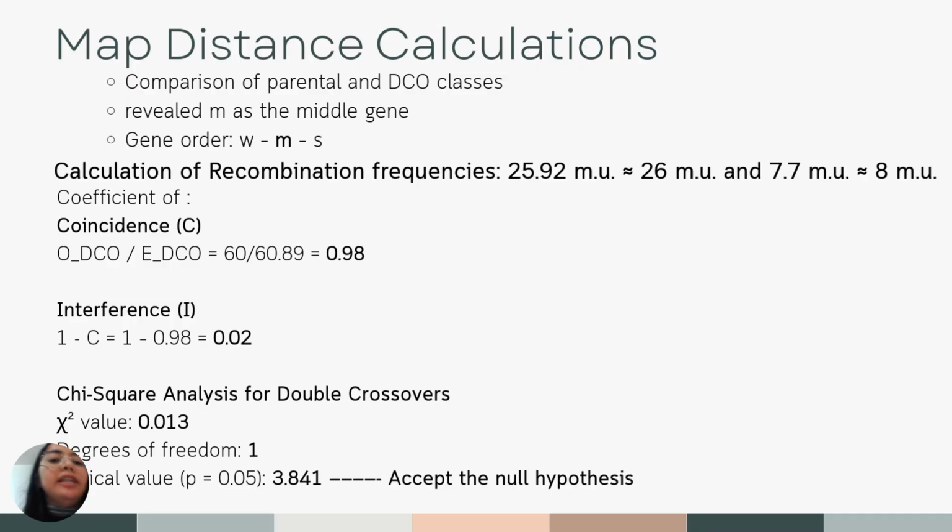Also, a chi-square test was performed to compare observed and expected double crossover frequencies. The chi-square value obtained was 0.013 with 1 degree of freedom. This value is far below the critical value of 3.841 at p equals 0.05. So we fail to reject the null hypothesis. This indicates that the observed data closely match the expected values and that any deviation is likely due to random chance.